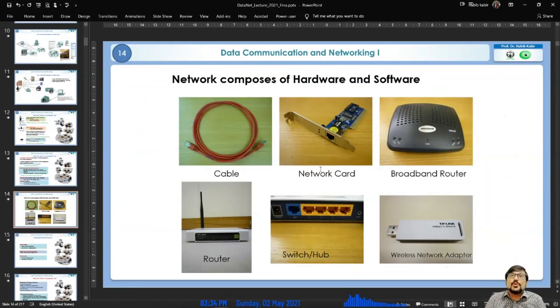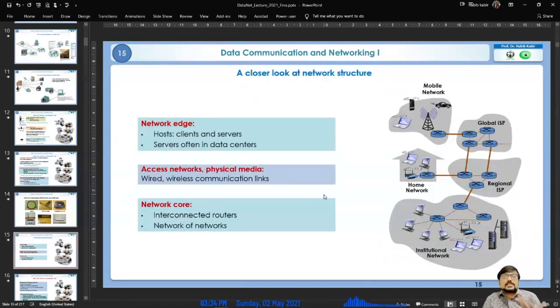And we also know these kinds of pictures: the cables, the NIC, network interface card, then routers, many kinds of routers, switches, and so on. We know these things. This was our last slide, so we know about the internet edge. I told you that edge means the end devices, so we have to think about end to end. Sometimes we call this end-to-end communication, from this device to another device.